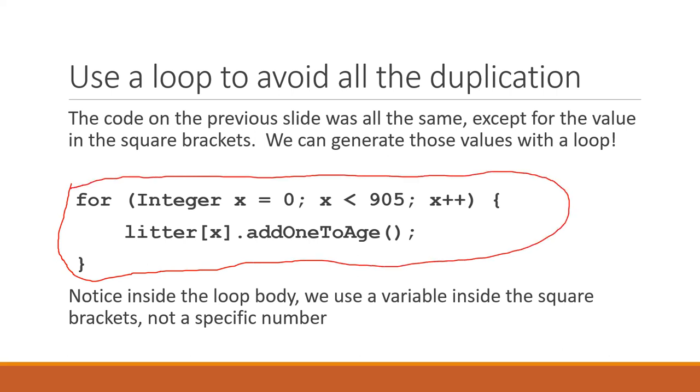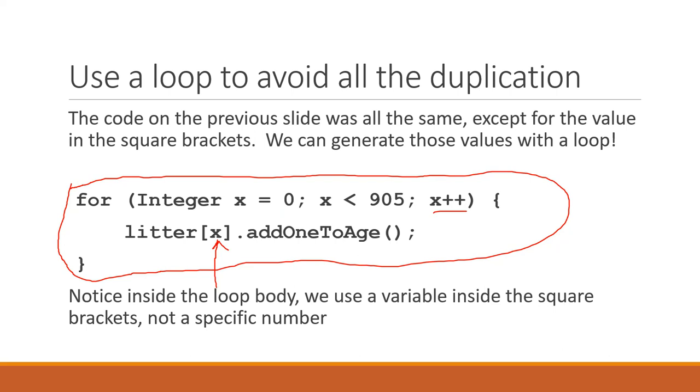Okay? I have a for loop where I start the variable at 0, I have it go up by 1, and I keep going in the loop as long as x is strictly less than the number of elements in my array. And so inside the body of the loop, notice that the thing inside square brackets, the index number, is not an actual number, it's a variable. It's the control variable for this loop. So think about how this will work.